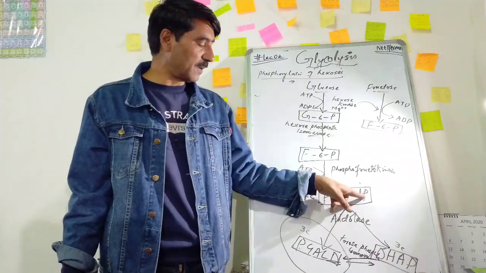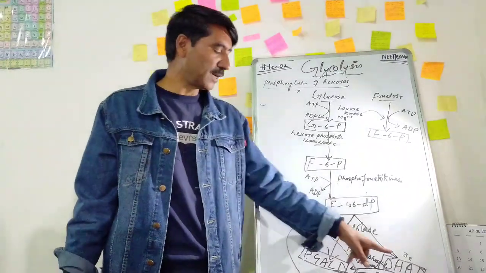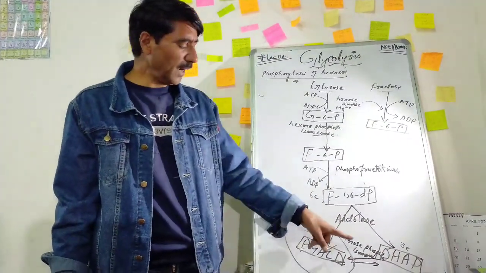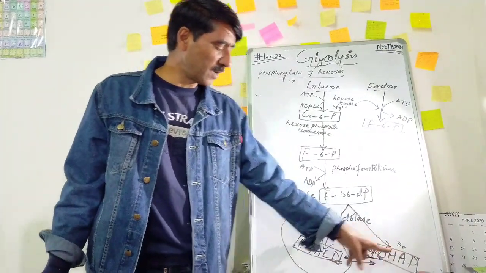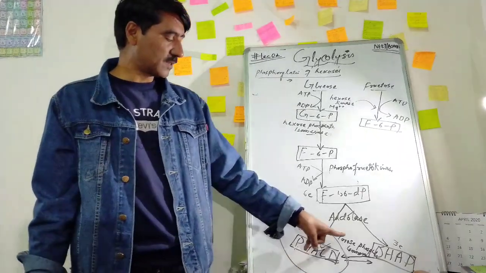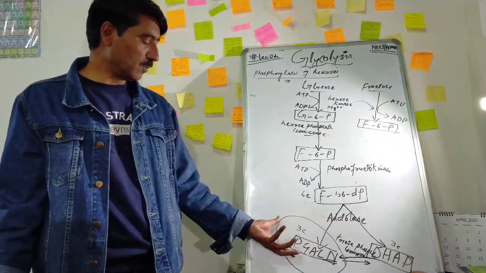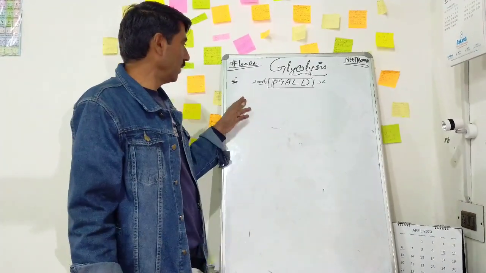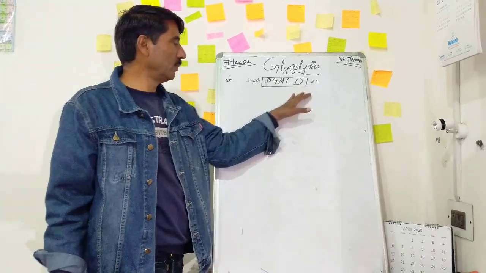Fructose 1,6 diphosphate splits into trioses, forming phosphoglyceraldehyde and dihydroxyacetone phosphate in presence of the enzyme aldolase. And now these trioses are isomers of each other, and dihydroxyacetone phosphate gets converted to its isomer, that is phosphoglyceraldehyde, with the help of triose phosphate isomerase. And now we will have here two molecules of phosphoglyceraldehyde, a 3-carbon compound.